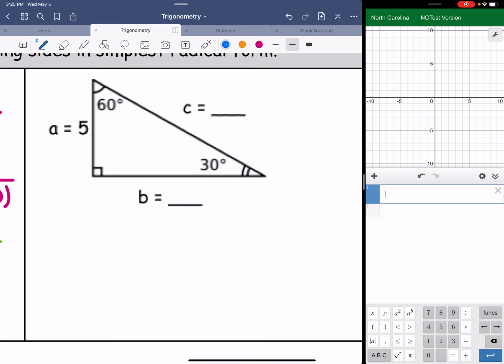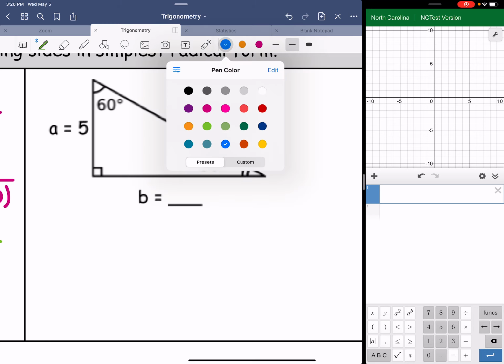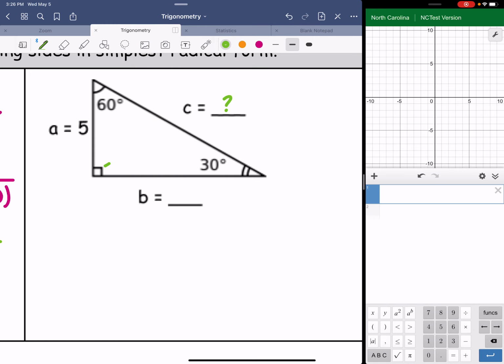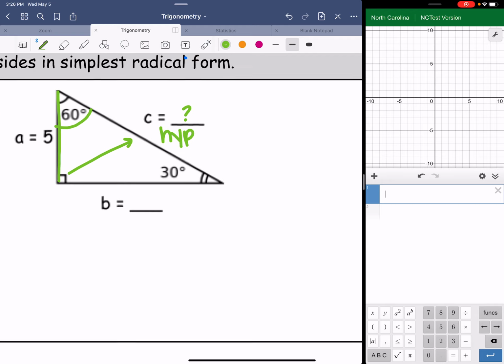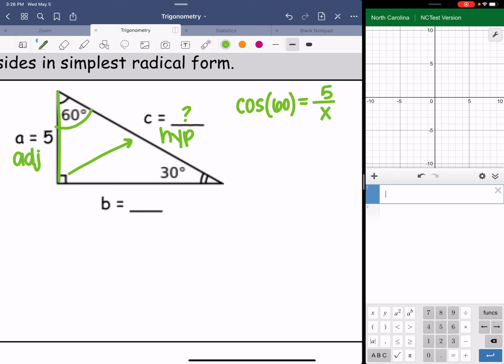All right, let's start with finding the hypotenuse. So again, the hypotenuse is directly across from the 90-degree angle. And I'm going to use this 60 again because that's what we did last time. So I'm just using the same process. And we have that adjacent side, which is 5. So what we're going to do here is use trig. Again, because we have adjacent and hypotenuse, we're going to have to use cosine of 60 degrees equals, this time it's 5 over x.